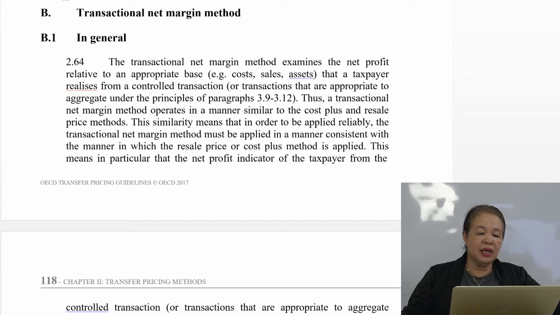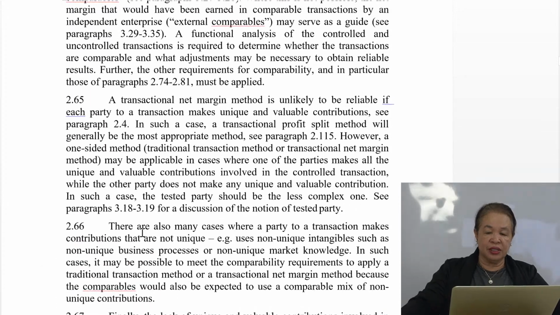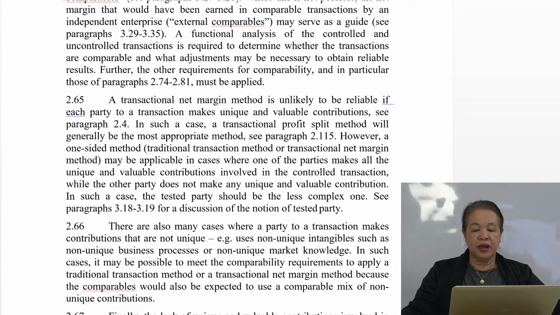A functional analysis of the controlled and uncontrolled transactions is required to determine whether the transactions are comparable and what adjustments may be necessary to obtain reliable results. So further, the other requirements for comparability, and in particular those of paragraphs 2.74 to 2.81, must be applied.